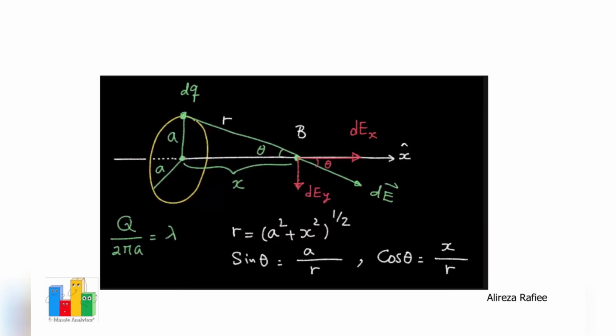Now, dEx and dEy components are connected to the magnitude of dE. And the magnitude of dE can be calculated from the amount of charge dq and the distance between point B and dq, which is r. Okay, now let's put them together, and then after that, we will create the proper equations for this problem.